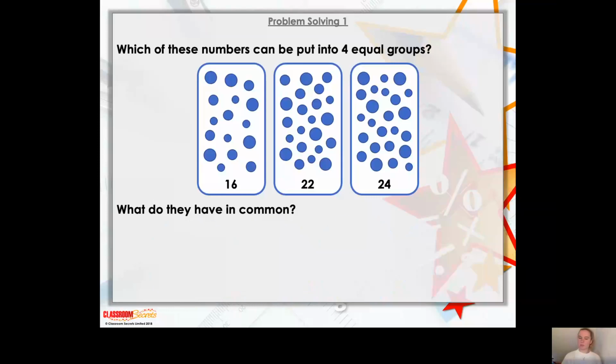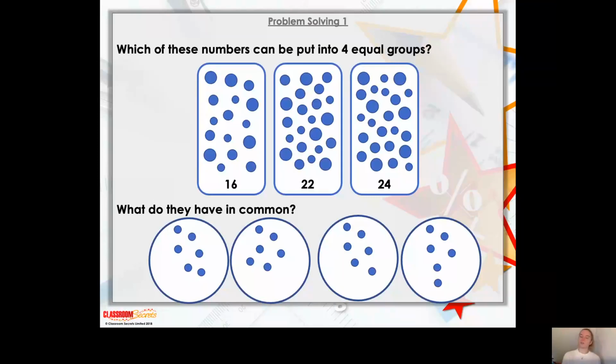Now let's try 24. Here we go. So I put my 24 dots into 4 groups, but are they equal? Let's have a look. So the first group has 6 in. The second group has 6 in. The third group has 6 in. Oh, this is looking very promising, isn't it? My last group also has 6 in. So therefore, yes, we can divide 24 dots into 4 equal groups because there are 6 dots in each group. Fantastic.